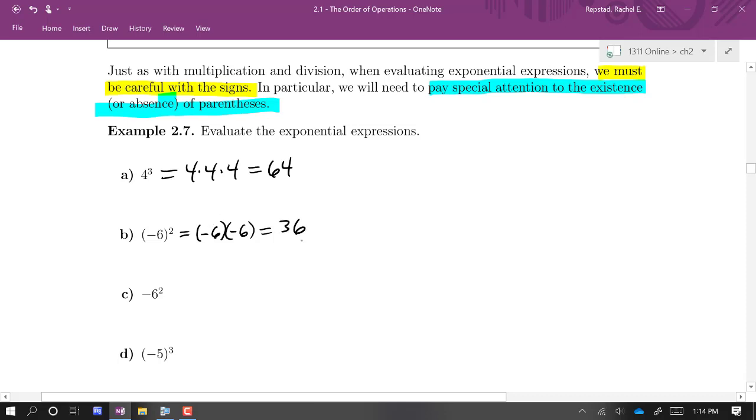In part C, this is slightly different. Note that there are no parentheses. So negative 6 squared is the negative of 6 squared. I don't have a negative times a negative this time. I'm just taking the negative of 6 squared. This will give me a negative 36. So note the difference.